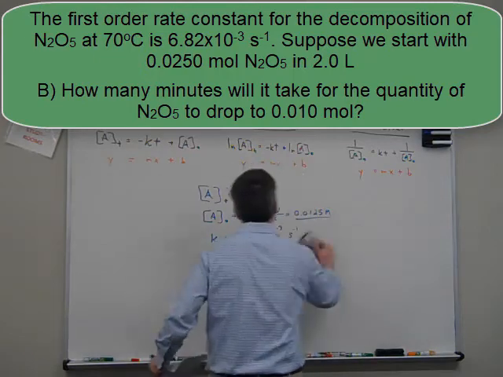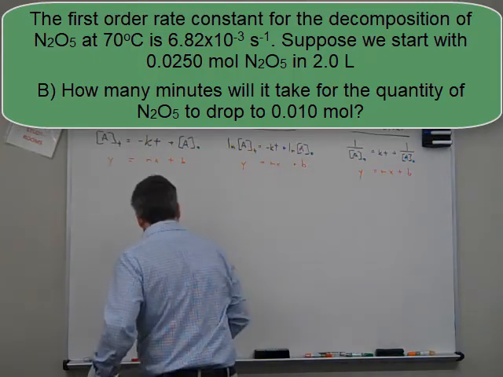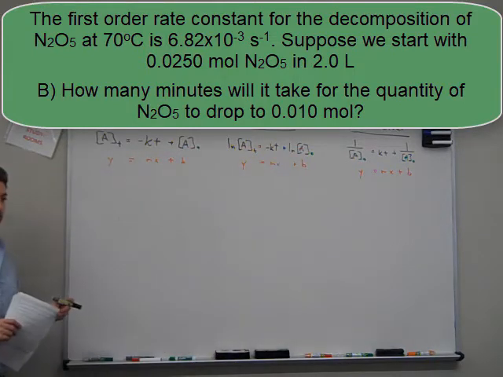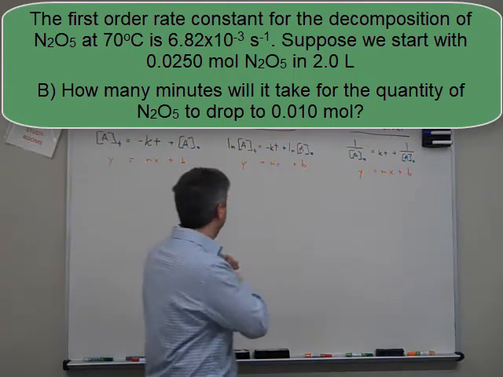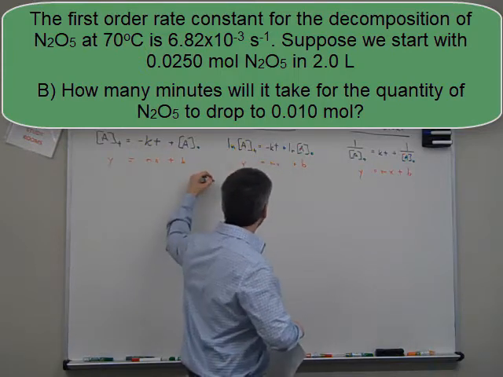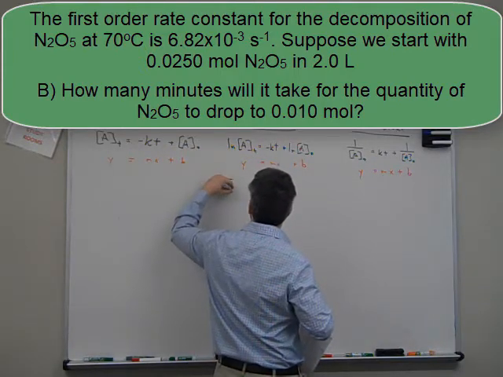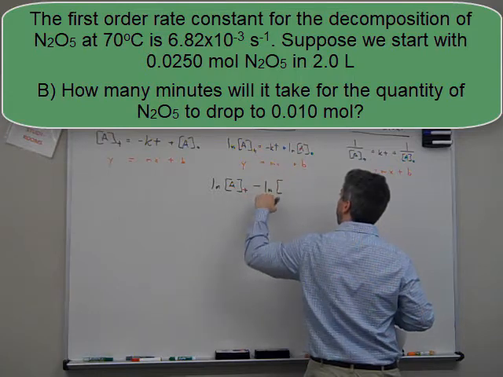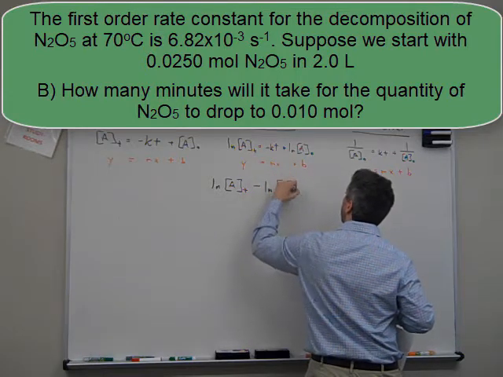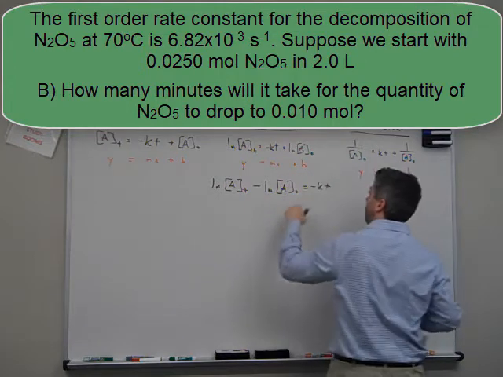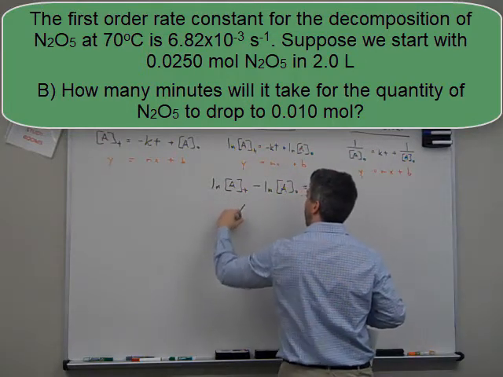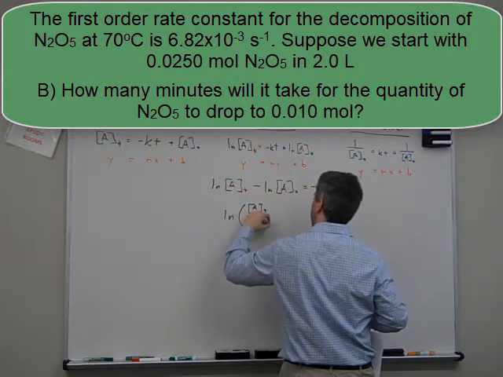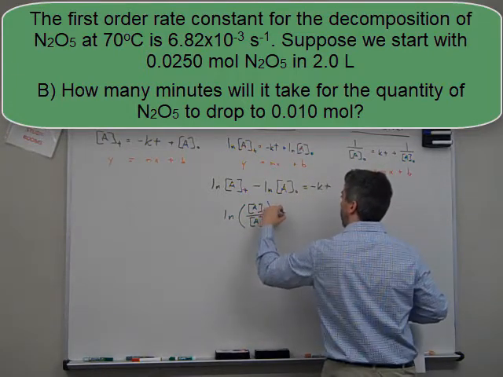One thing you may or may not remember, because let's face it, we don't use logarithms a tremendously large amount in a lot of our math classes, is that if I subtract ln of A naught from both sides, if you have one logarithm minus another logarithm of the same base, you divide. So I can actually rewrite this as ln of A at time t divided by A naught, and that would be equal to negative kt.